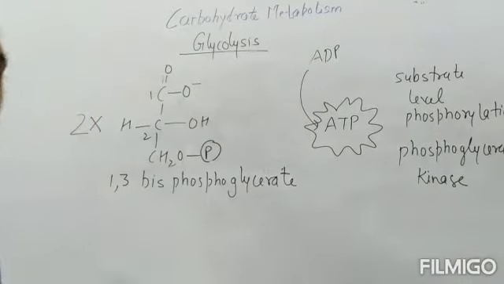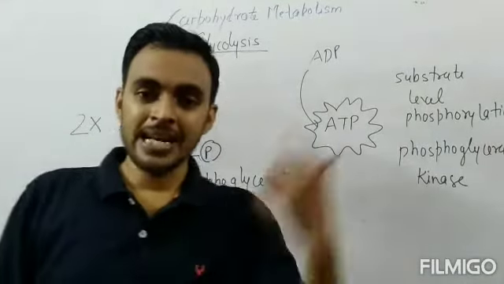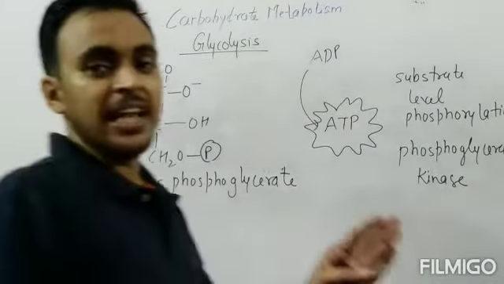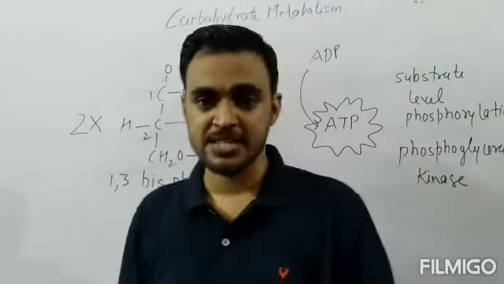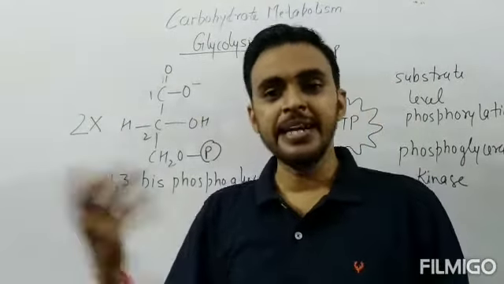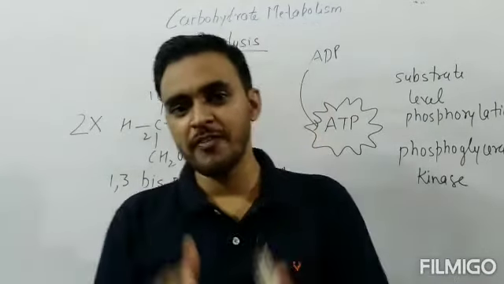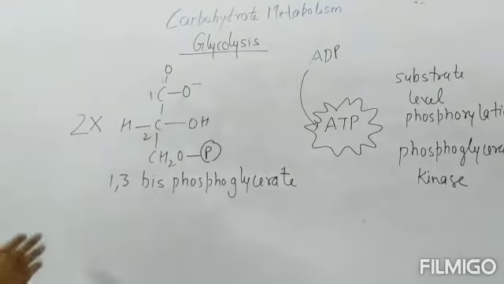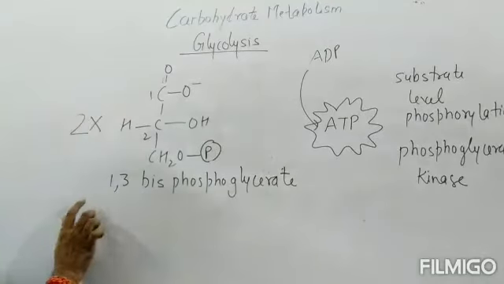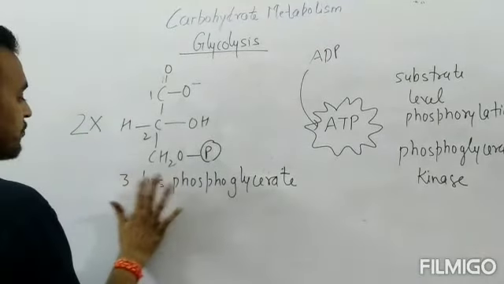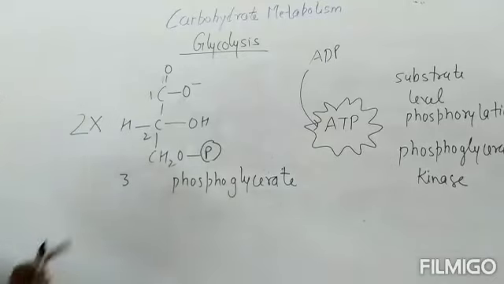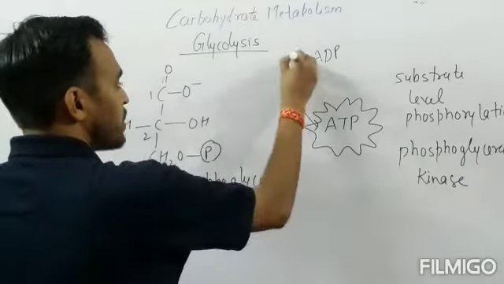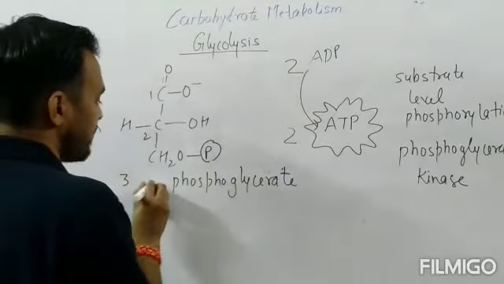In the previous step, the enzyme was glyceraldehyde 3-phosphate dehydrogenase, because in that step NADH was formed, and where there is a role of NADH, the enzyme is always a dehydrogenase. Now it has only one phosphate atom, so this is 3-phosphoglycerate, and two molecules of ATP are formed because there were two molecules of 3-phosphoglycerate.